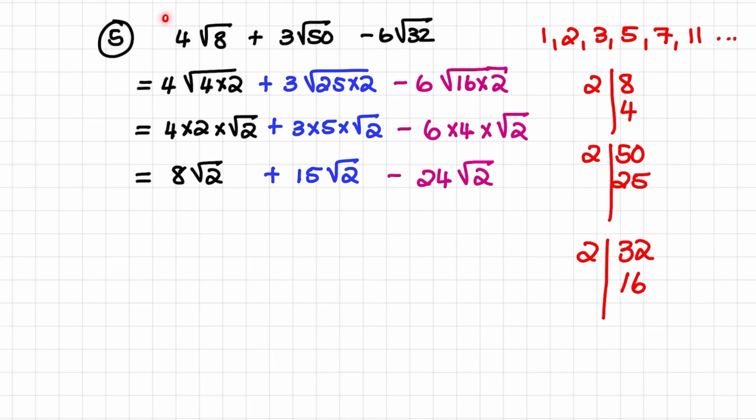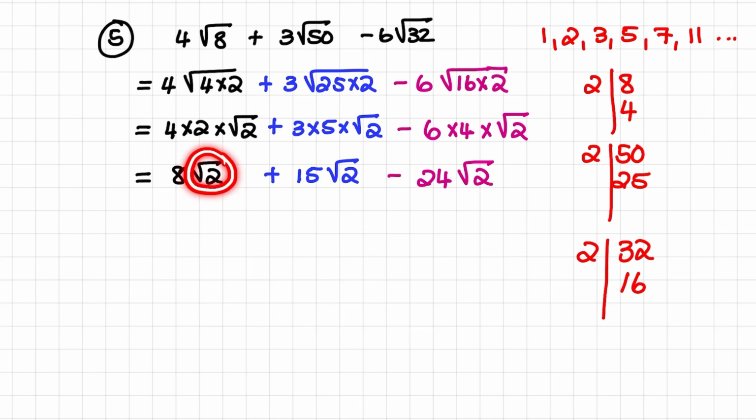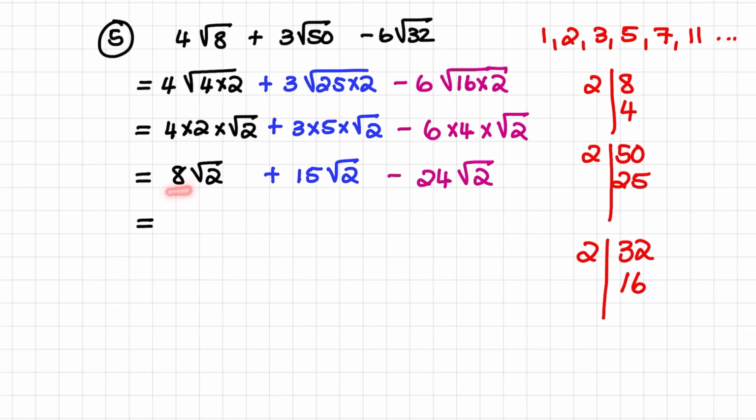So now I have rewritten my 3 terms and I have found this new expression. But notice they all have a square root of 2. It's the same as saying 8x plus 15x minus 24x, where x is equal to the square root of 2. So 8 plus 15 minus 24 is equal to negative 1 of the square root of 2. Or I can simply say negative the square root of 2. So this expression simplified is equal to negative the square root of 2.